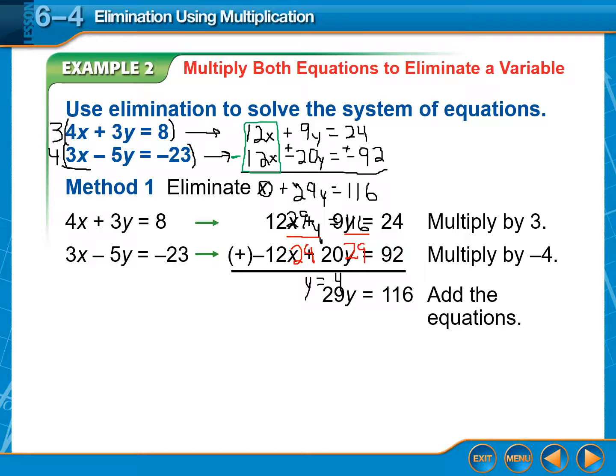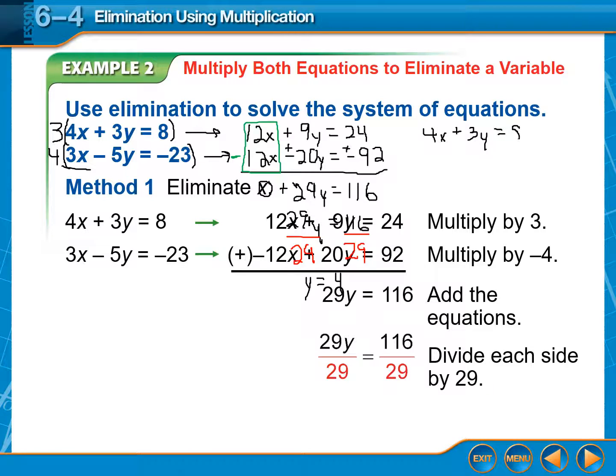So take one of the equations. We'll just take the first one, 4x plus 3y is equal to 8. And now I know that y is 4. So it's 4x plus 3 times 4 is equal to 8. 3 times 4 is 12. So 4x plus 12 is equal to 8.